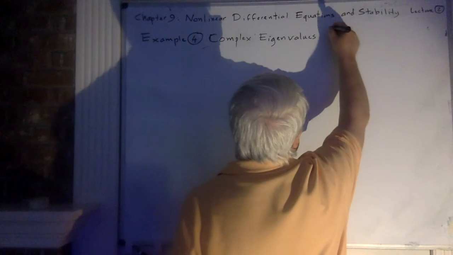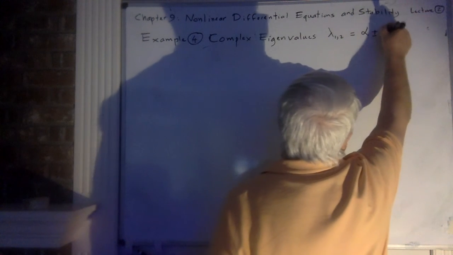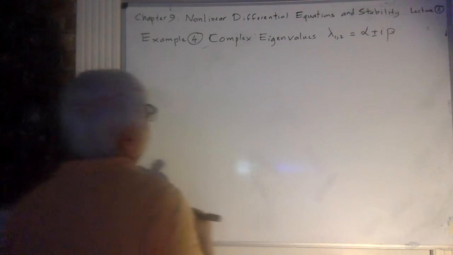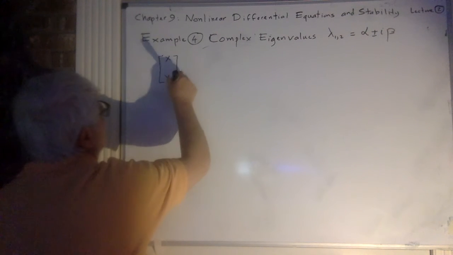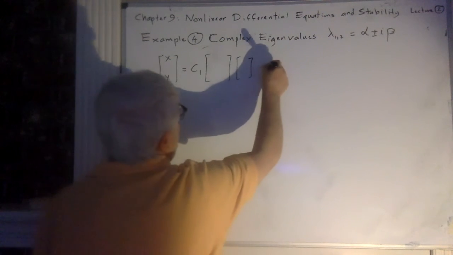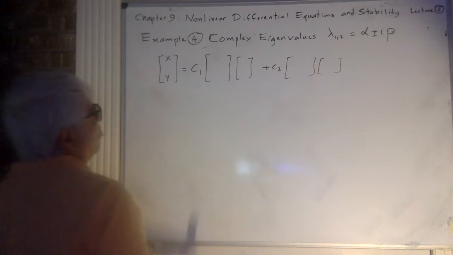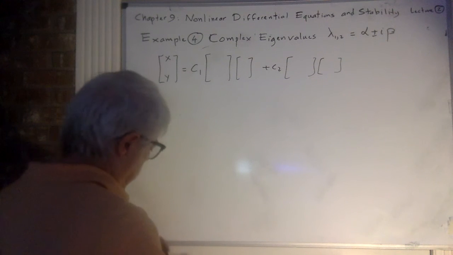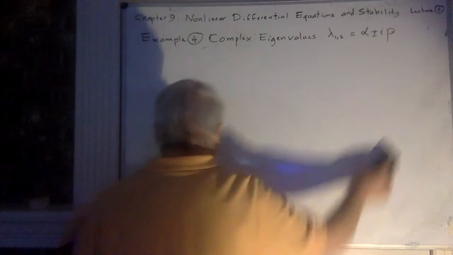So lambda 1, 2 will be something like this: alpha plus minus i beta, right? I remember we had x and y written in some special format, like some C1 times some matrix times something, and then plus C2 times a matrix, and I will write this down in a minute. And this was like the eigenvector in complex form. So let me write the example I have in my notes.